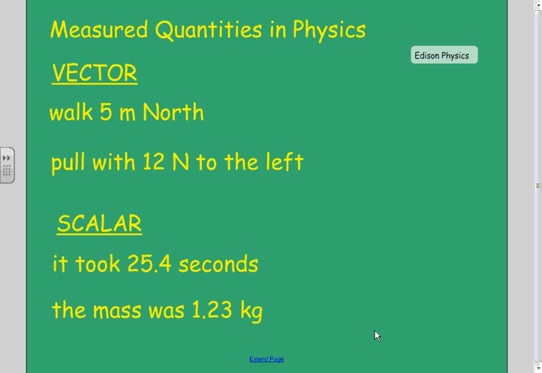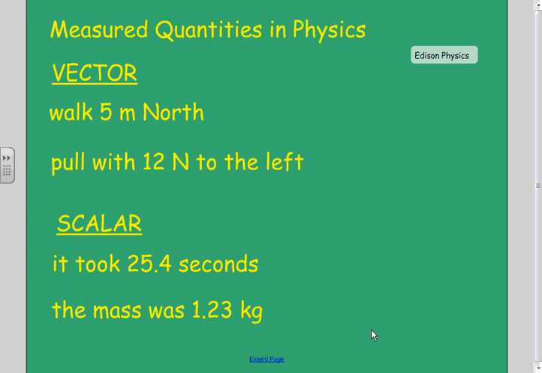All right, you might notice that the vector quantities, in addition to giving us a number and a unit of measure, also have a direction, like north or left. Or we could say, go up. Up would be a direction. So it looks like the thing that makes vectors different is the direction.